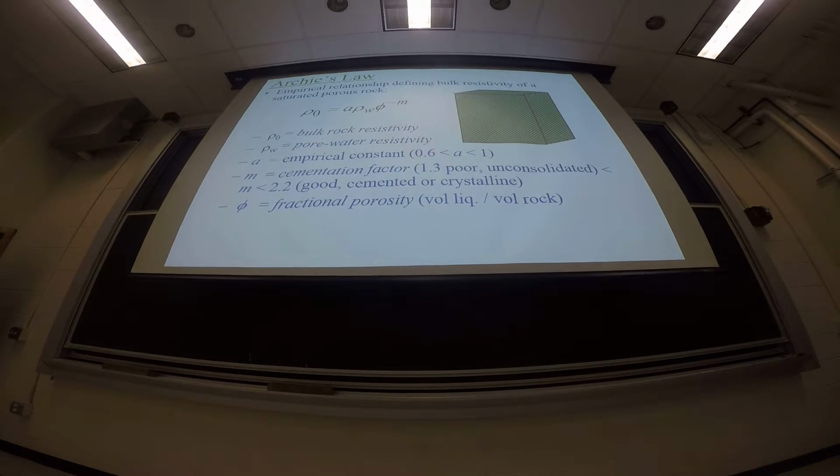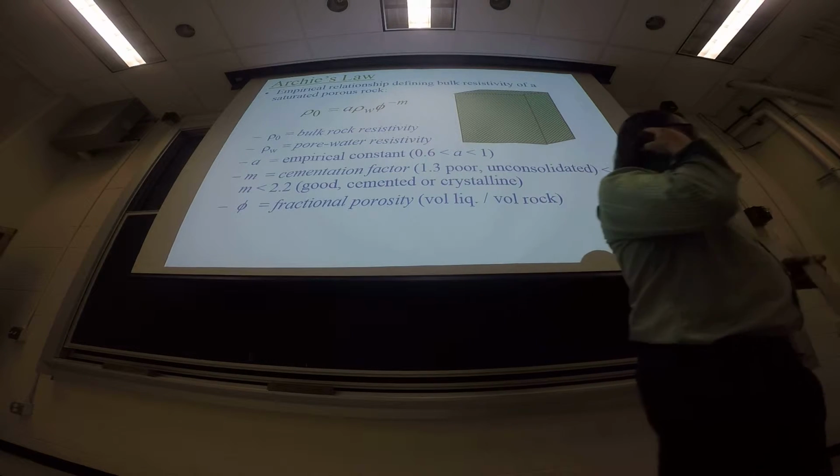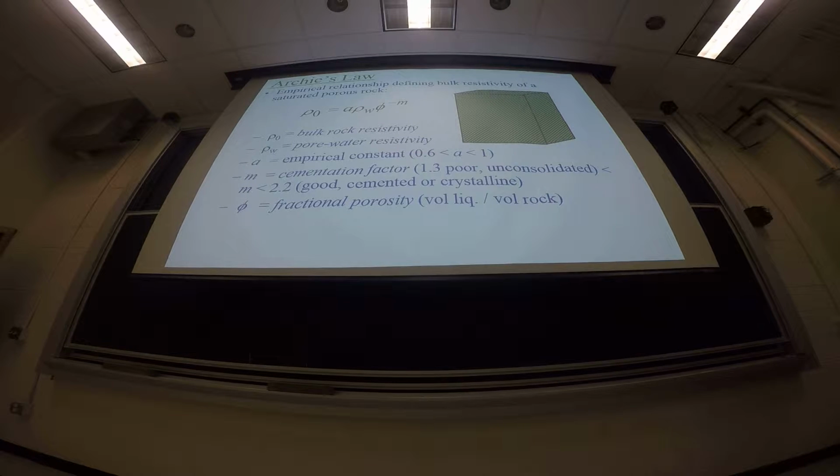All right, so let's talk about something called Archie's Law. There was a guy named Gus Archie. He worked in the oil industry back in the 40s. And he had been working with something known as resistivity logging, where you stick a resistivity measuring device down a borehole or oil well. And he had noticed that there was a certain empirical relationship that existed.